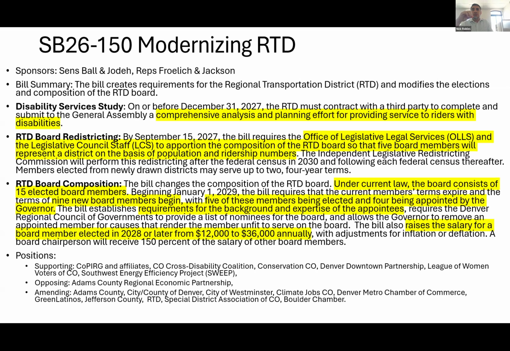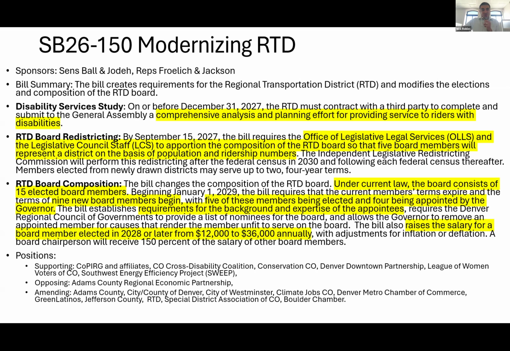The board is currently 15 elected board members. This bill would reduce that to 9 board members, 5 who are elected and 4 who are appointed by the governor. DRCOG would be able to submit, I think, a list of maybe six individuals, and the governor would choose 2 out of that. So they would have 2 more or less that came from DRCOG and 2 that come from the governor. And it's also going to change the compensation for board members as well.